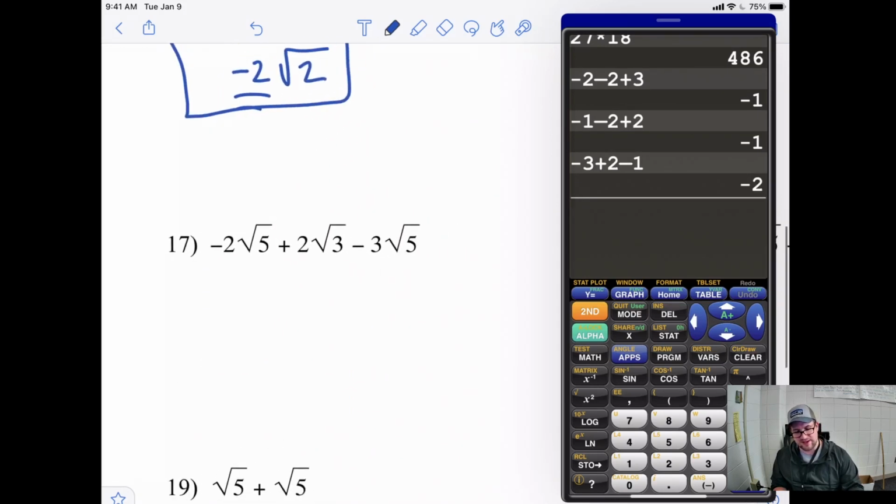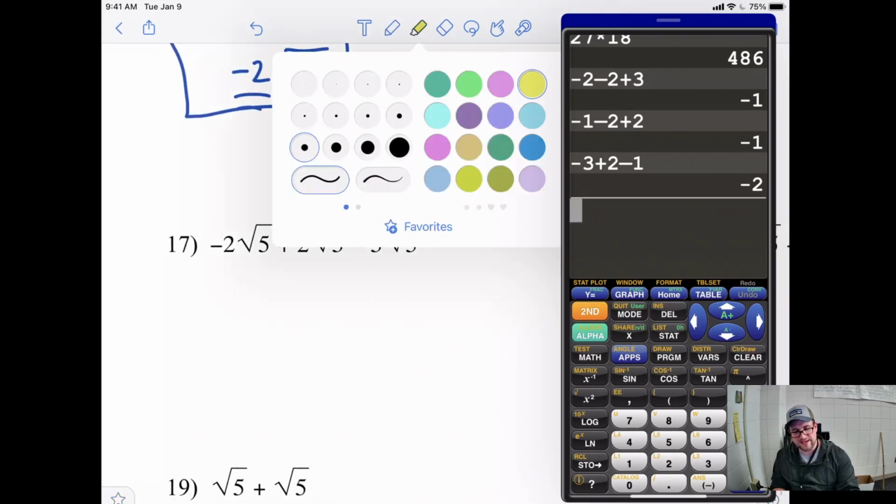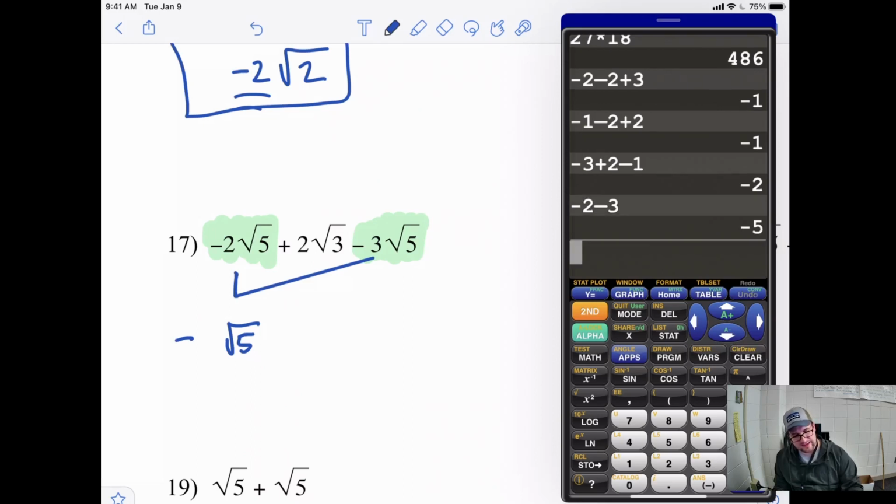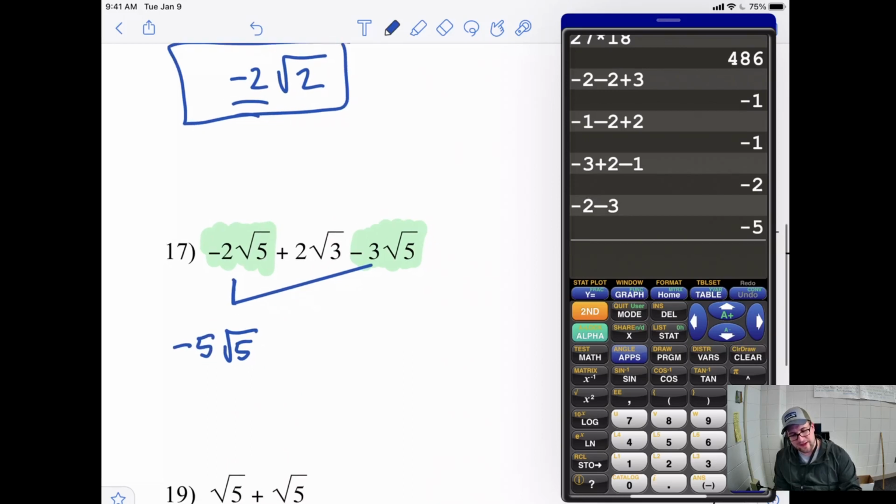Let's look at number 17 right now. Now this one has some like radicals, but they're not all like radicals. That means I'm going to be able to put these two green highlighted ones together, but I'm not going to be able to mess with that 2 square roots of 3. So here's how we would deal with it. If I have -2, right, since these have like radicals, I know that 5 is going to stay inside the square root. So -2 take away 3 is a -5 over here. And then this guy has to go somewhere, so we're just going to drop him down. So we're going to say plus 2 square roots of 3.